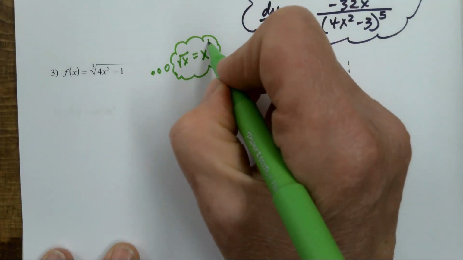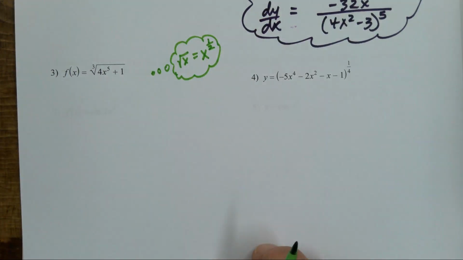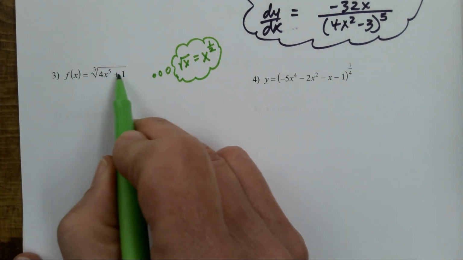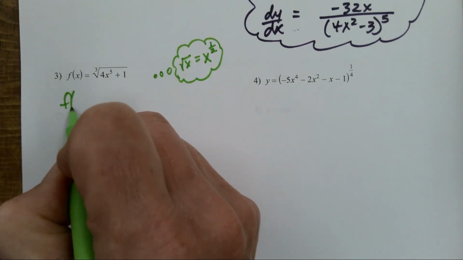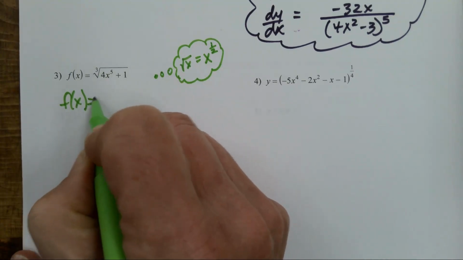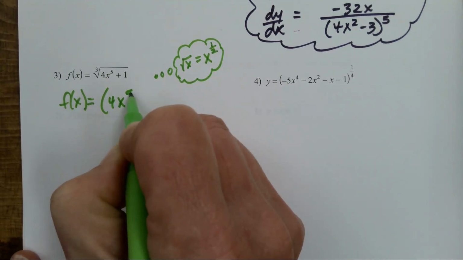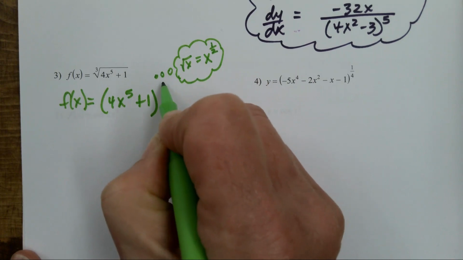The cube root of x is x to the 1/3 power. The fourth root of x is x to the 1/4 power. You get what's going on. So the cube root of this polynomial is the same as 4x to the 5th plus 1 raised to the 1/3 power.